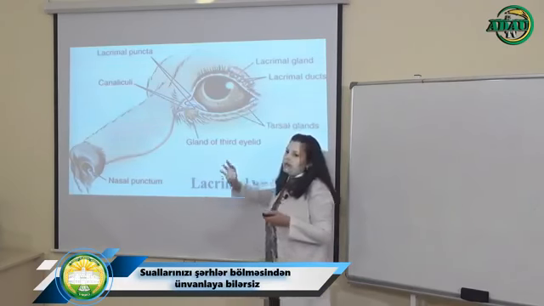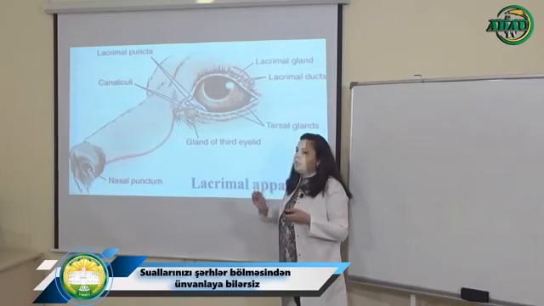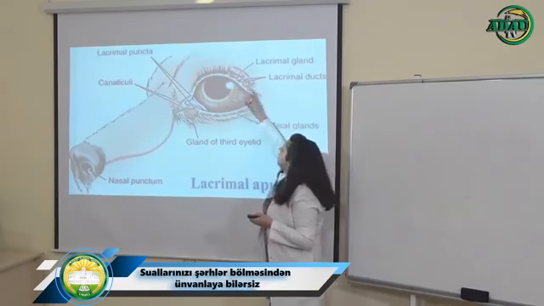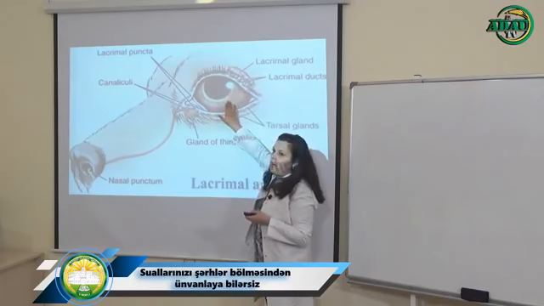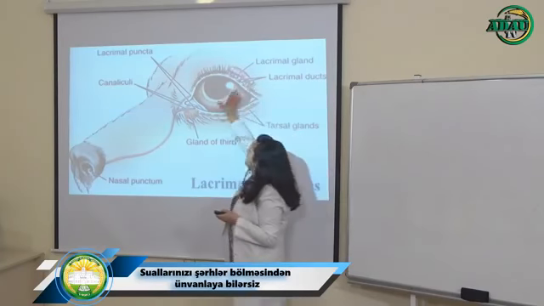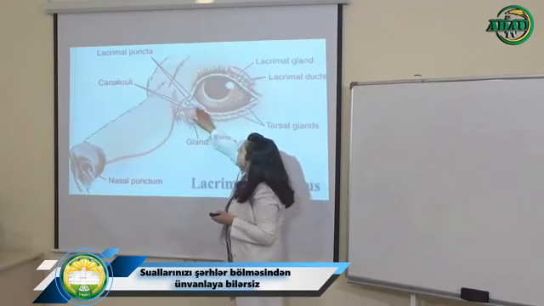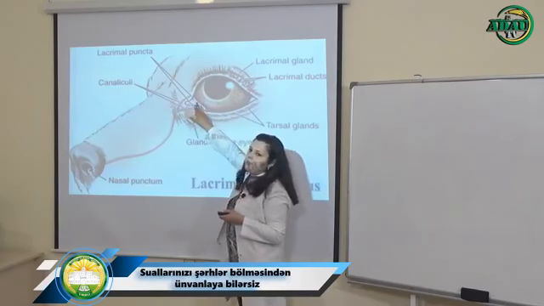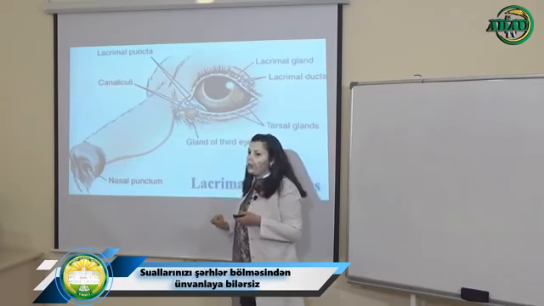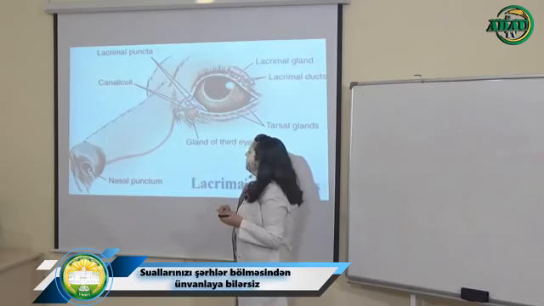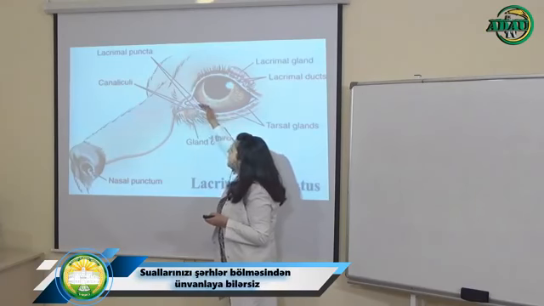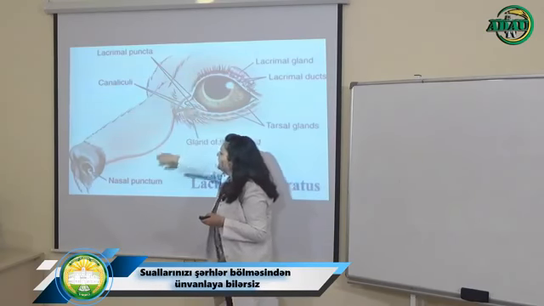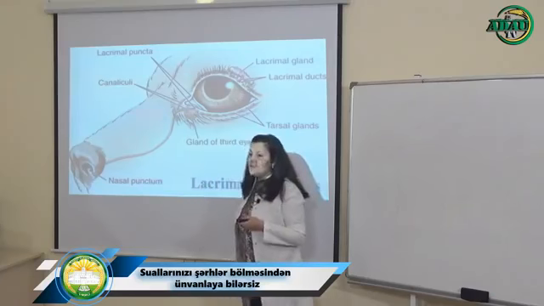The lacrimal gland produces secretion, which by means of small ducts opens on the surface of the eyeball. Then this tear goes to the medial angle, which is called the medial canthus of the palpebra. There is the caruncula in this part. From the caruncula, the lacrima enters the canaliculi and then opens into the nasolacrimal duct.